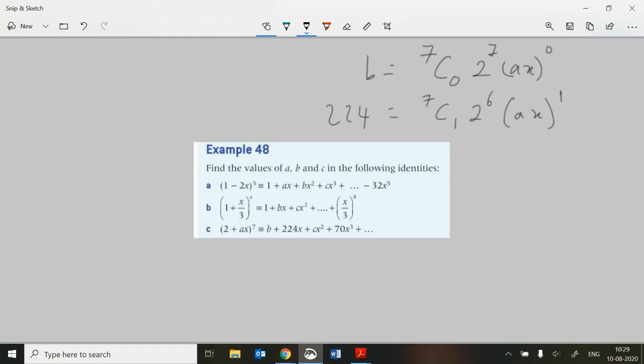And then for the last one, we've got 7 choose 2 times 2 to the 5. And then we've got ax squared there. And that's going to give you your answer to C. So I'm not going to labor this one too much. You can obviously expand this one here.